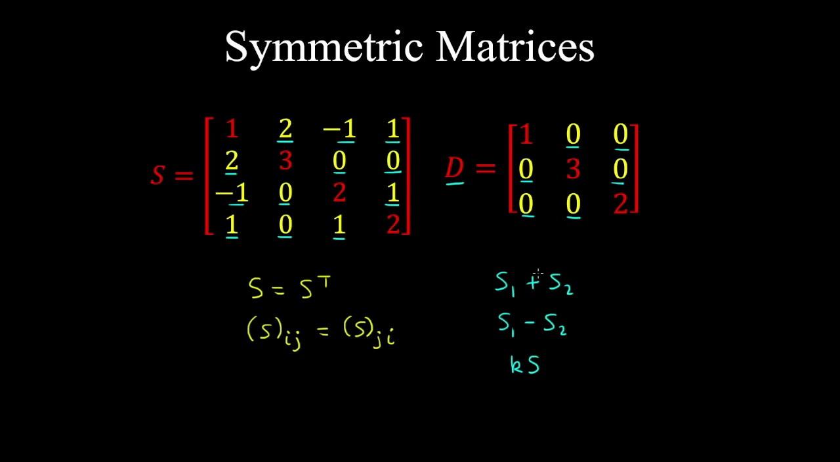And in general, the products of symmetric matrices are not symmetric, but only in a special case where S1 and S2 commute. And if a symmetric matrix S is invertible, then the inverse of this matrix is also symmetric.